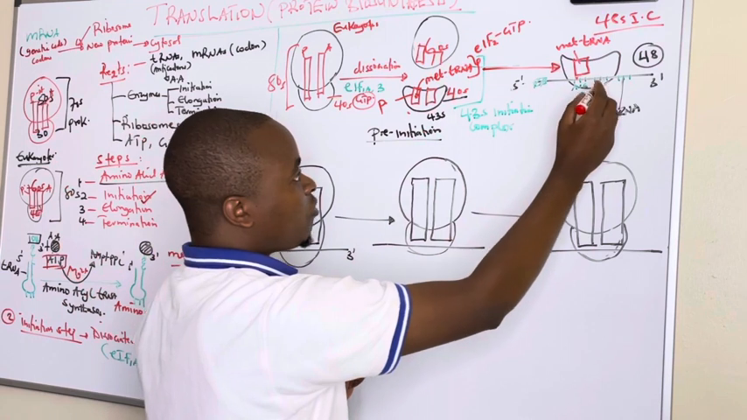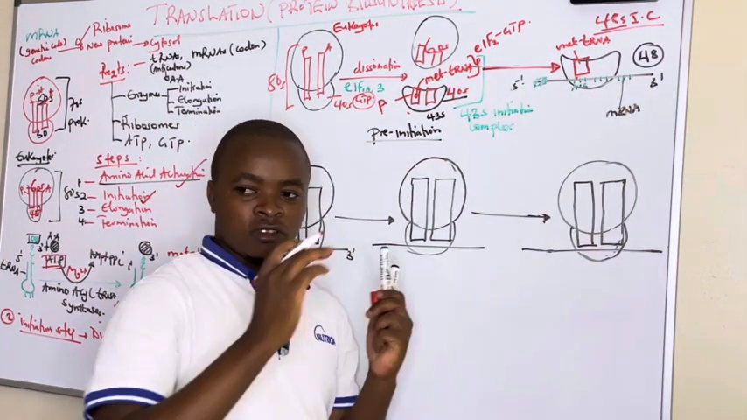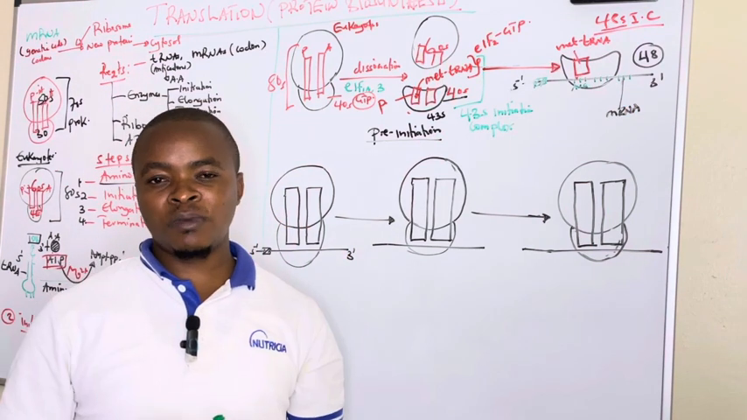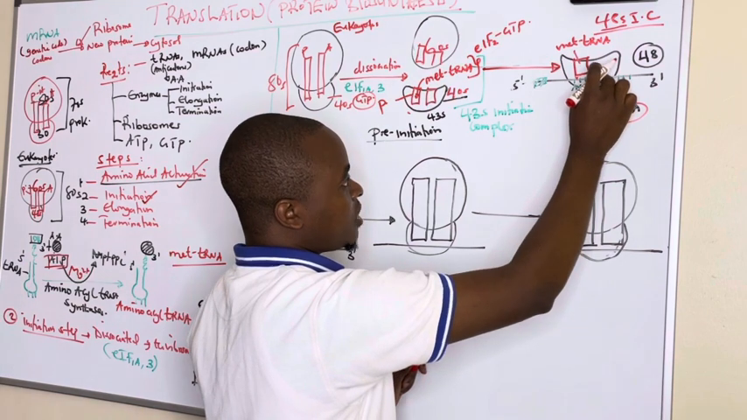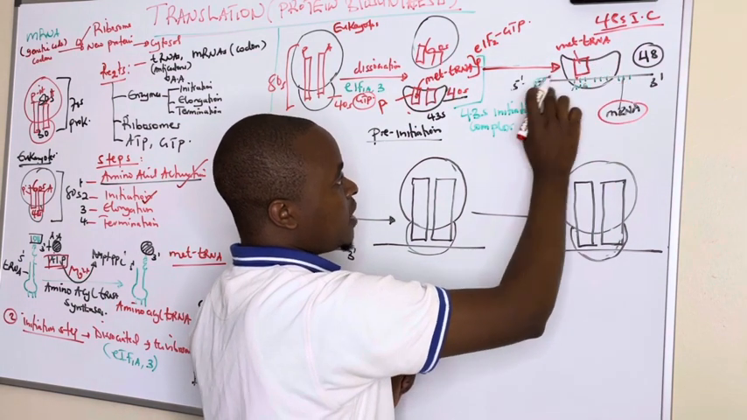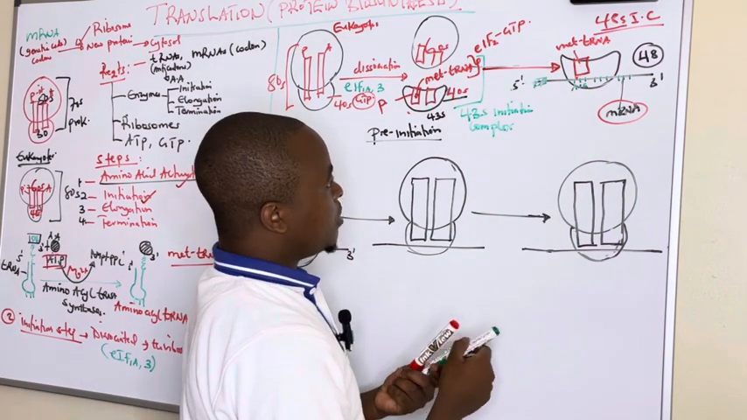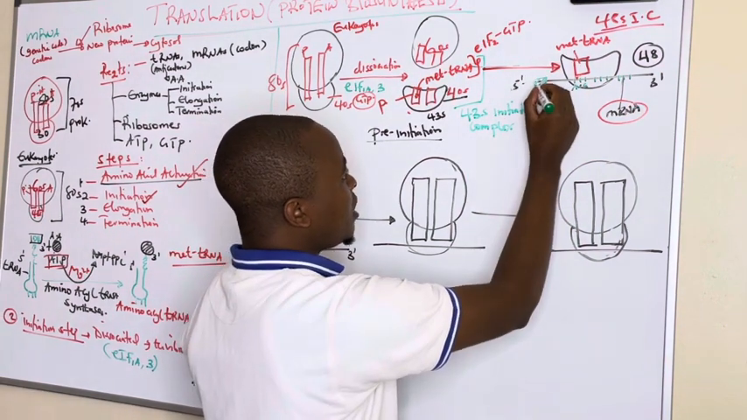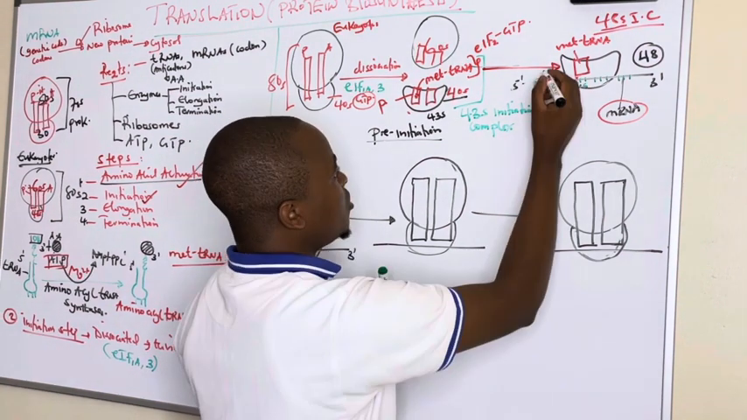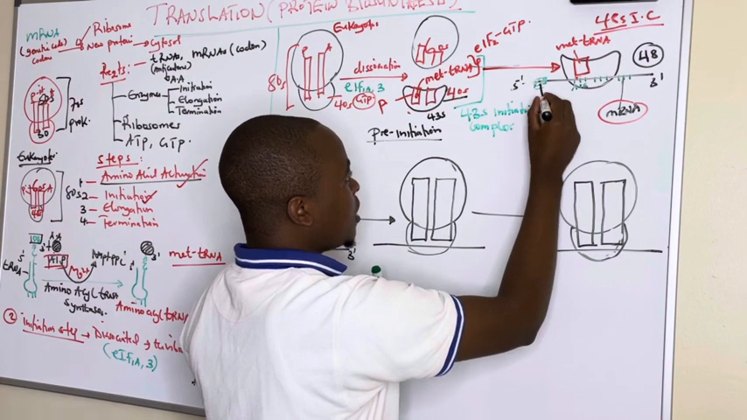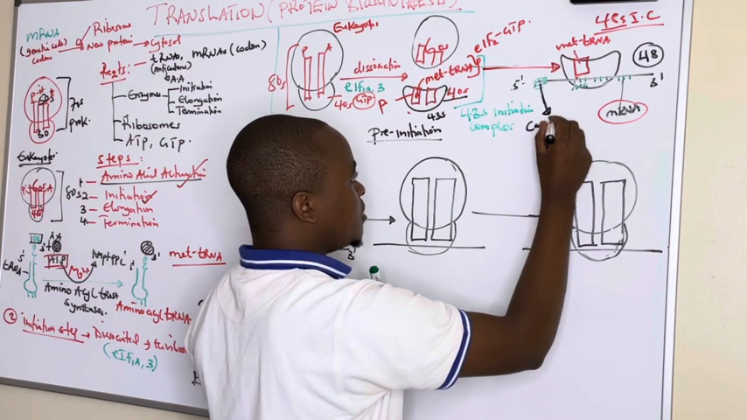But at this point, to form the 48S, we see the binding of messenger RNA to the 43 pre-initiation complex. So the messenger RNA comes and binds to the 43 pre-initiation complex. And how does it bind? In eukaryotes, we know that they have what we call the 5' cap. And at this cap, we have a protein known as cap binding protein.